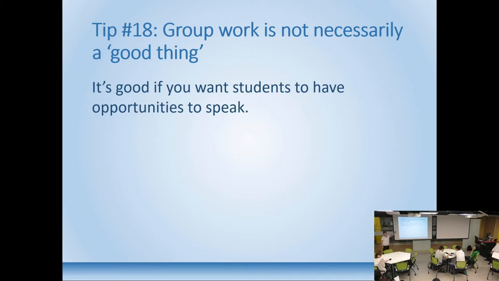Good, for example, for oral interaction. If you have a group of 20 students and you have a full class discussion for 10 minutes, each student maybe will speak for half a minute, and a lot of them won't speak at all. If you put them into five groups of four, you'll get five times as much talk. And if you put them into 10 pairs, you'll get 10 times as much talk. And even if some of the time they're lapsing into mother tongue, you'll still get more talk in English than you would have done through full class interaction. So that's a place where group work, I think, is really important.